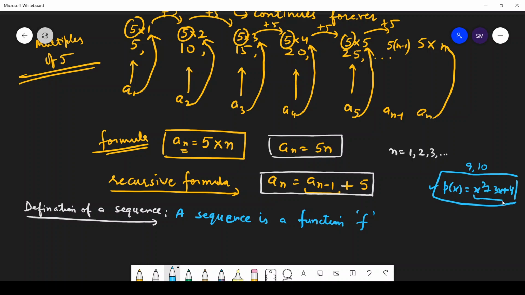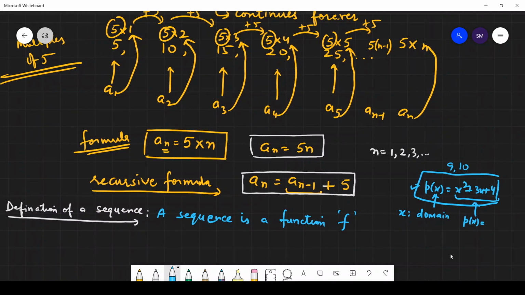The value of p(x) depends on x, right? Whatever possible values of x we put here, we call them the domain. What do we call them, students? Domain. So x is the domain, and whatever values we get here, p(x), is your range.